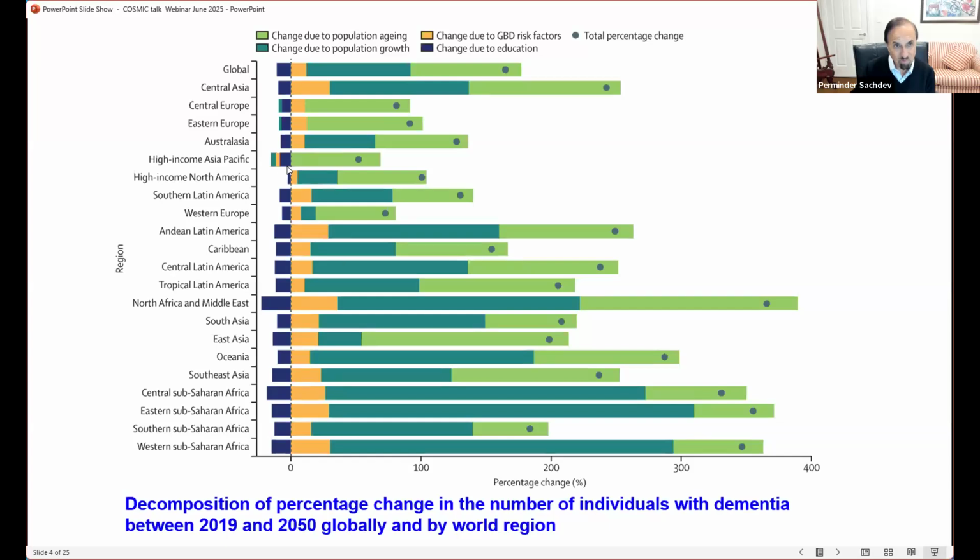Only in a small number of countries in the high-income Asia-Pacific is the growth in risk factors in the right direction. In most other places, it's still in the wrong direction. It's something that we can work on. And finally, in blue is the change in education. Fortunately, that is a positive, that in most countries education is improving, and with that, there is a reduction. So there are many factors that are actually determining why dementia is growing differentially across the world.